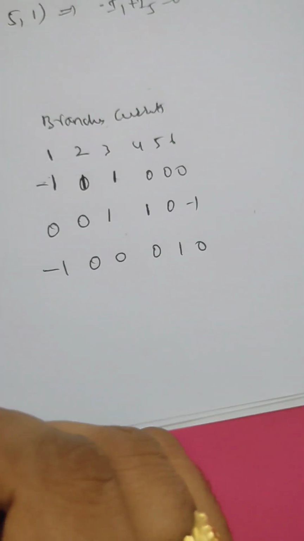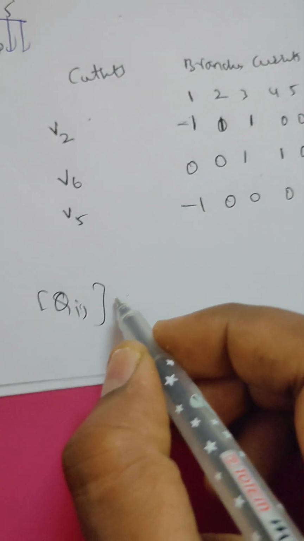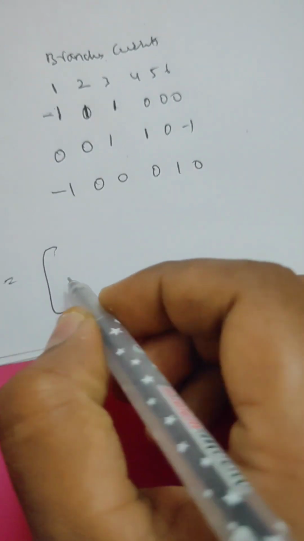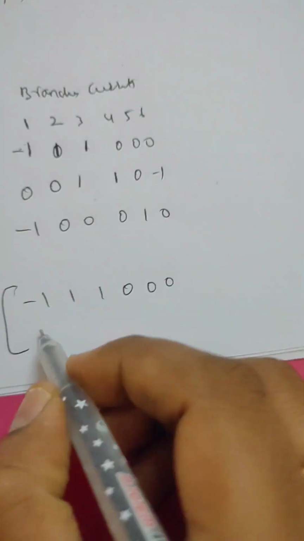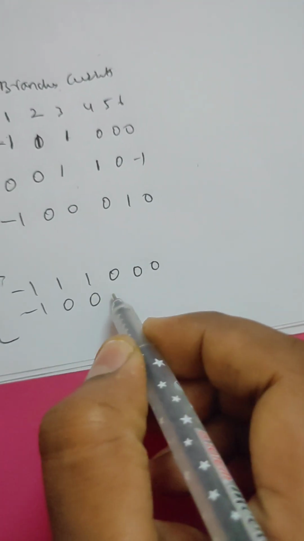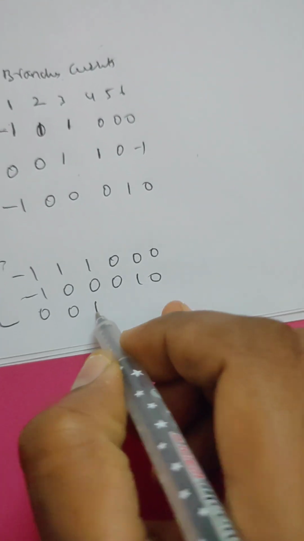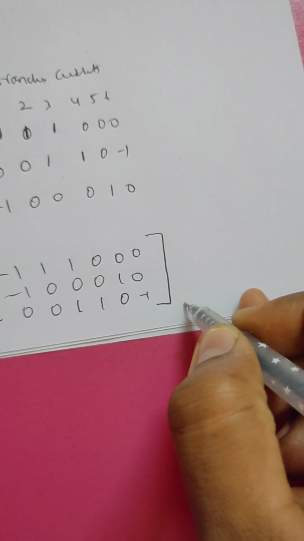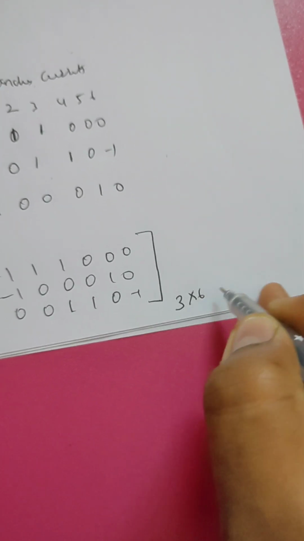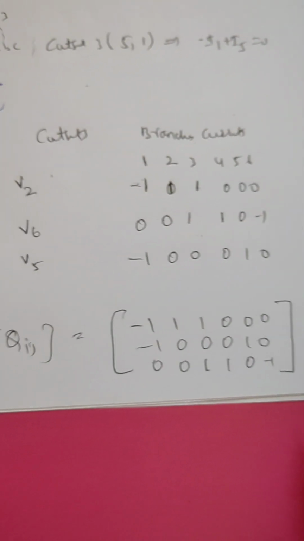Here I am writing the cut set matrix, denoted by Q, which is equal to: minus 1, 1, 1, 0, 0, 0; then 0, 0, 1, 1, 0, minus 1; and minus 1, 0, 0, 0, 1, 0. Here the number of cut sets is 3 and the branches are 6. So this is the order of the cut set matrix. Thank you.